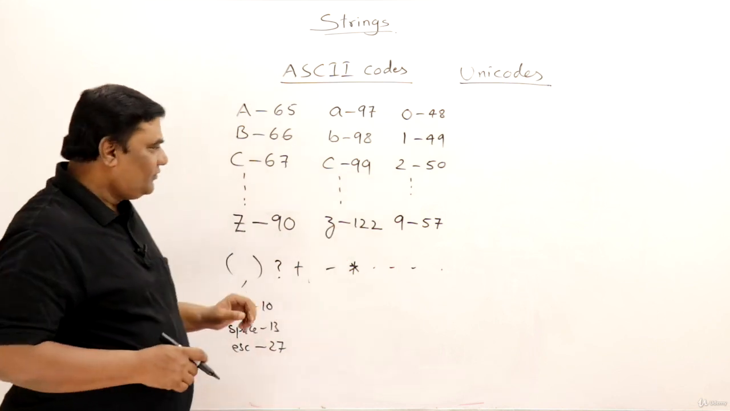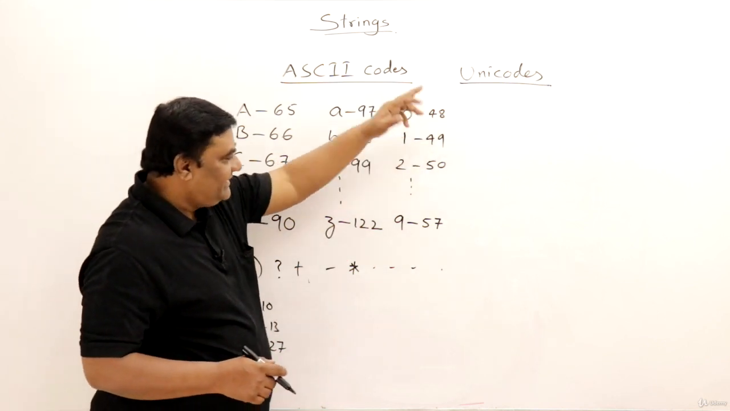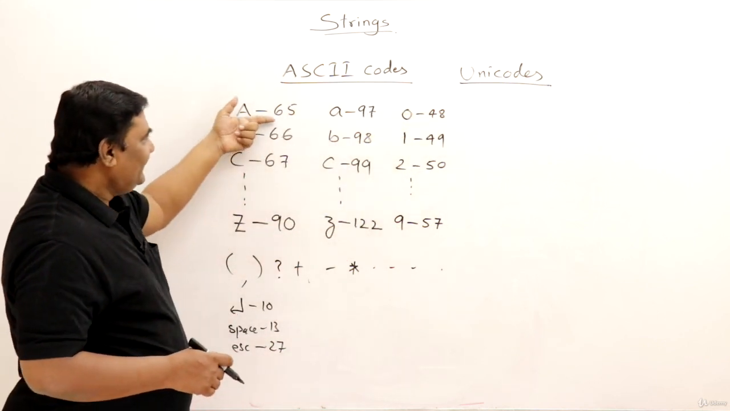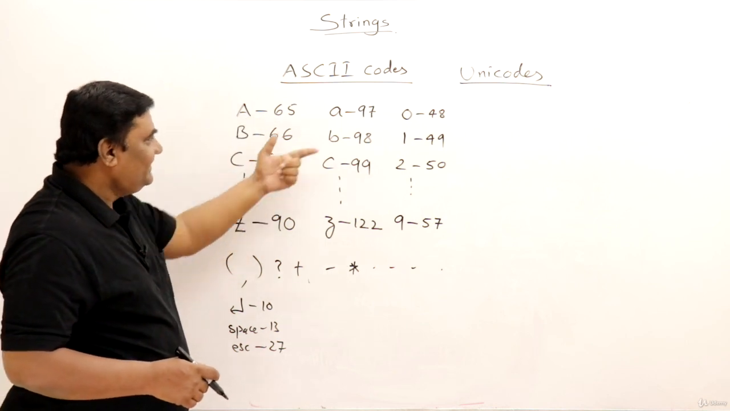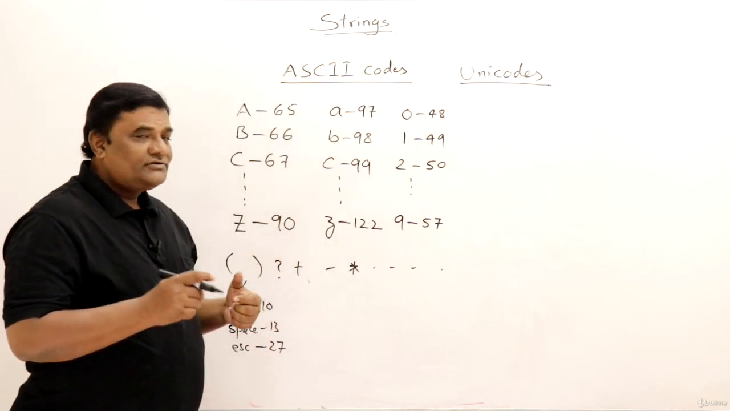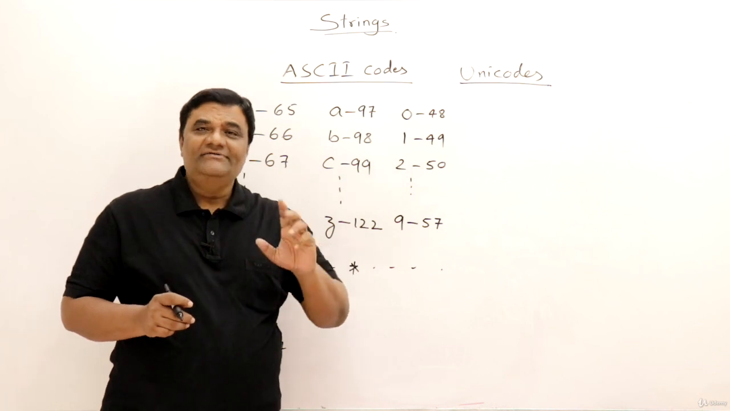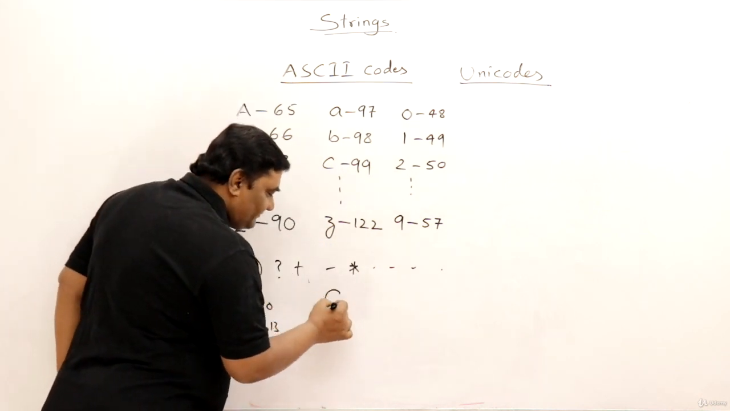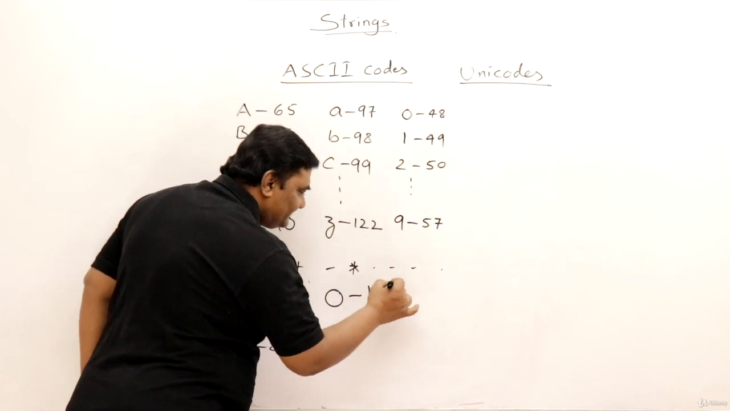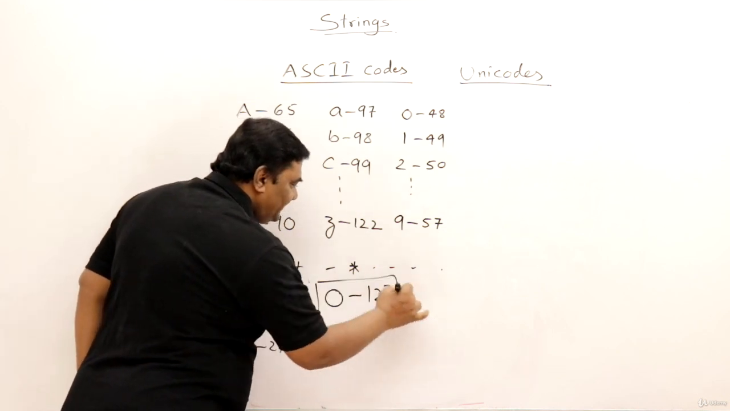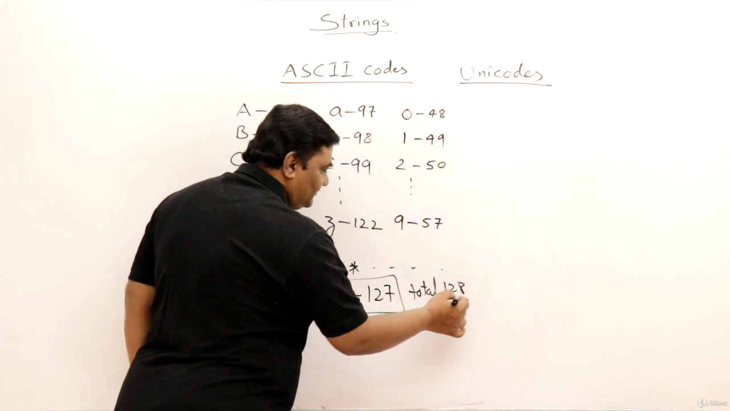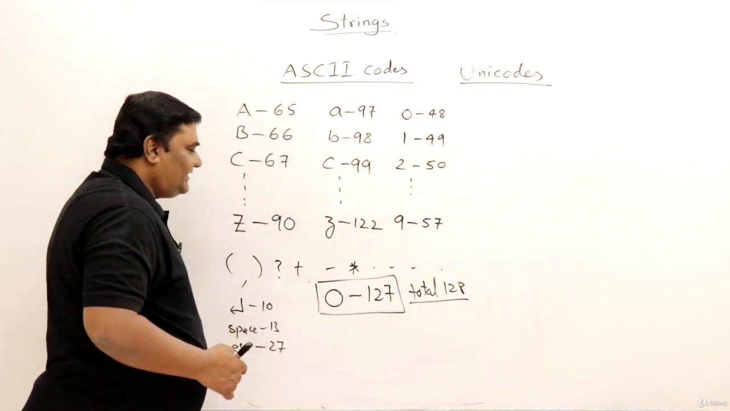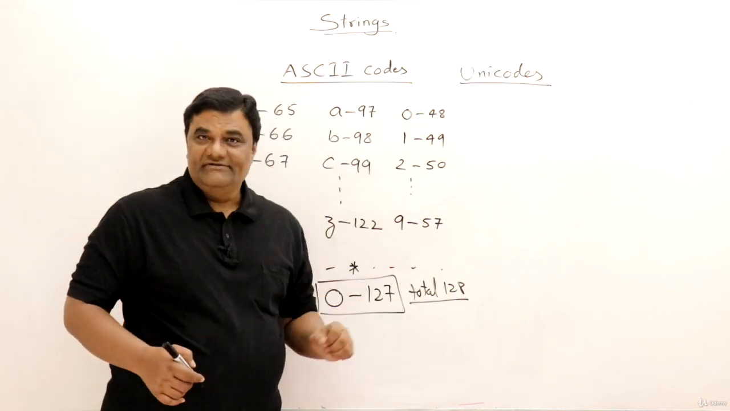If you see the ASCII codes I have given, this is 48 to 57, then next is 65 to 90 and 97 to 122. So actually where are they starting and where are they ending? That is important. ASCII codes start from 0 to 127. A total of 128 ASCII codes are there, starting from 0 to 127.